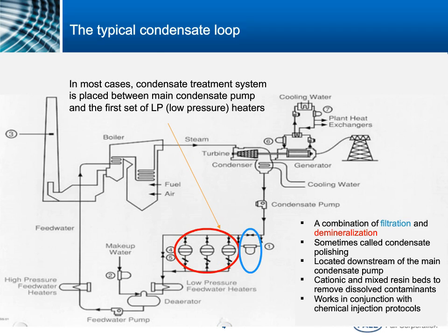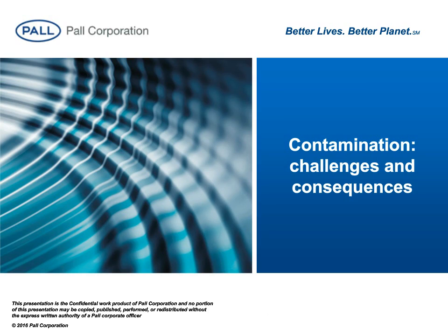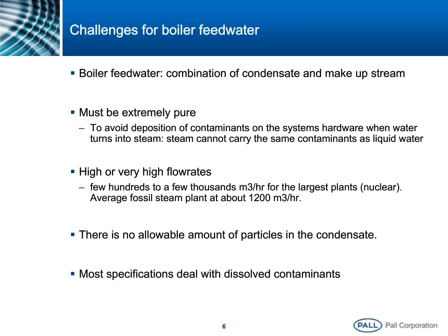So now that we've set the stage, we'll concentrate and dive deeper on the issues of contamination, and especially the challenges and consequences it will have on the boiler and turbine operation. In terms of challenges, in its most general sense, boiler feed water is the combination of condensate and makeup. About 90 to 95% of the feed water is being recirculated, the rest being made up with water coming from outside the plant in order to replenish whatever losses we've had in the circuit.